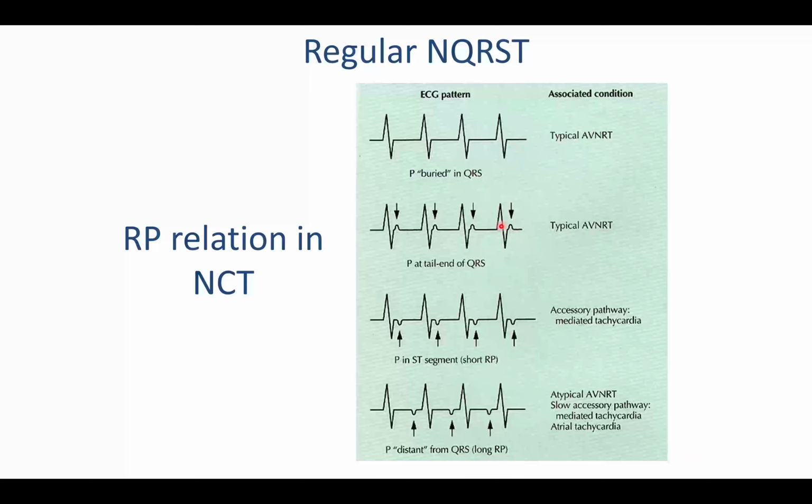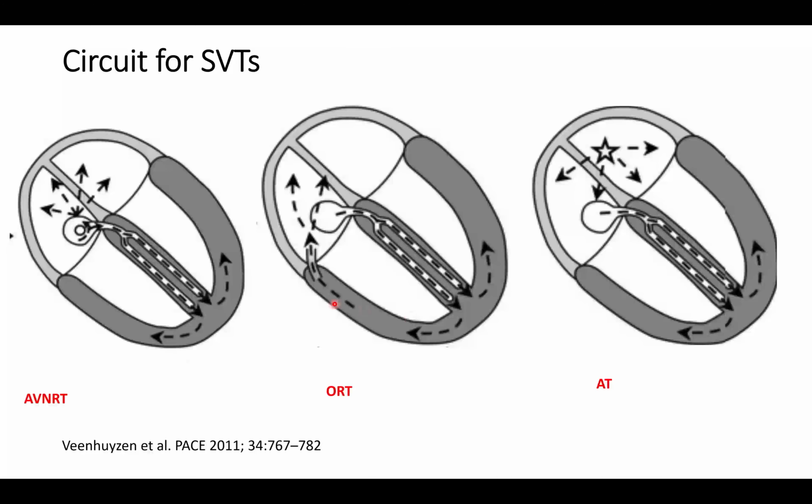In typical AVNRT, the P wave may be in the distal part of the QRS, whereas in accessory pathway-mediated tachycardia, it will be a little outside; if you measure from the onset of the QRS to the earliest P, it should be more than 70 milliseconds. Whereas atypical AVNRTs, which are fast-slow or slow-slow, may be a long RP tachycardia. But always remember, in any kind of AVNRT, whether typical or atypical, your P waves arise from the base of the RV and go upwards.